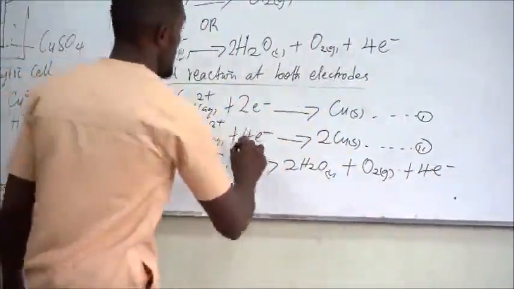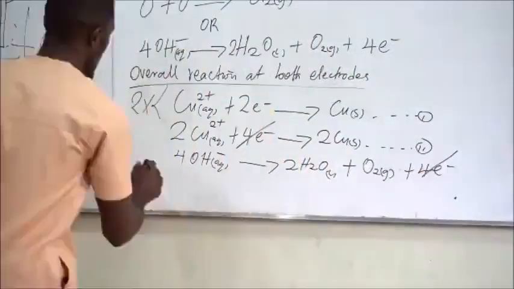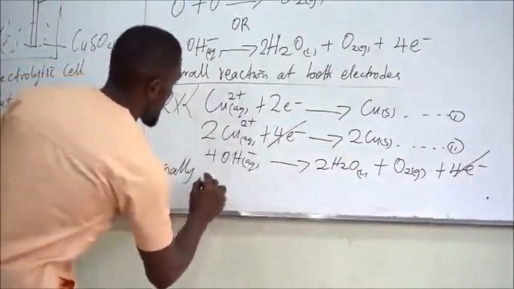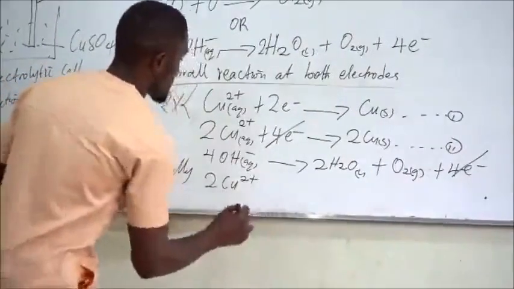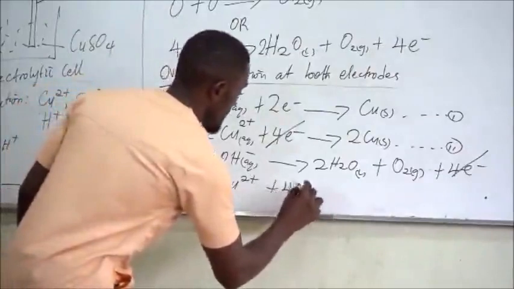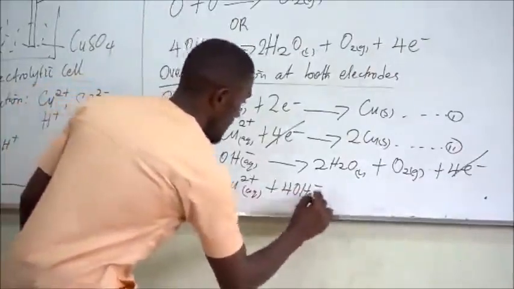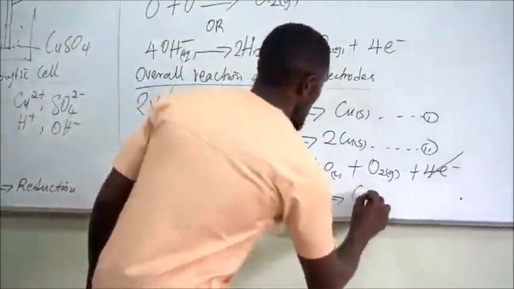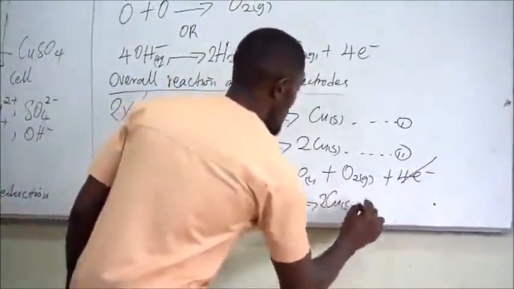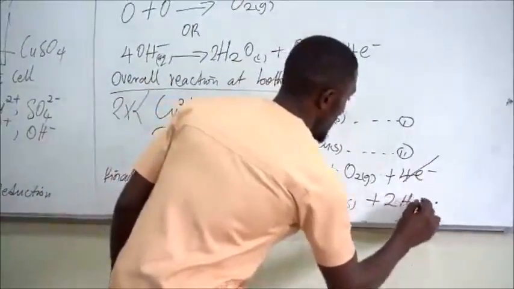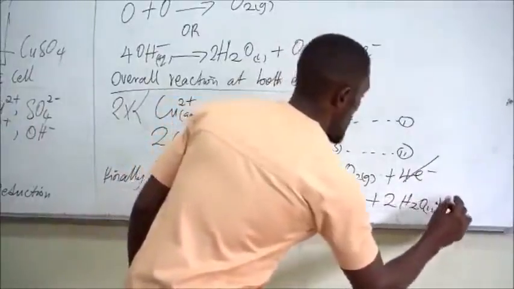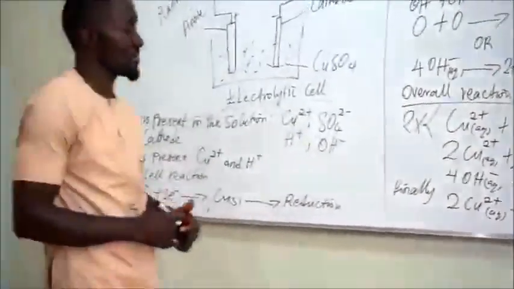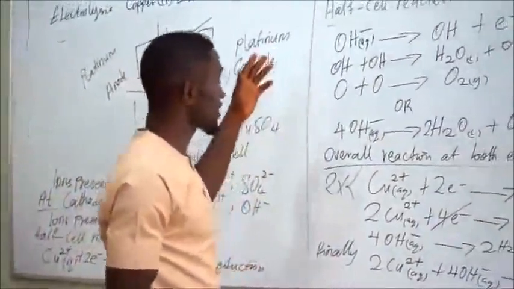Okay, so here you have to eliminate the electrons. So finally, you have 2 copper 2 ion plus 4 hydroxyl ion leading to formation of copper solid plus 2 molecules of water plus oxygen gas. Okay, so we have finally the reaction that occurs at the cathode and the anode.